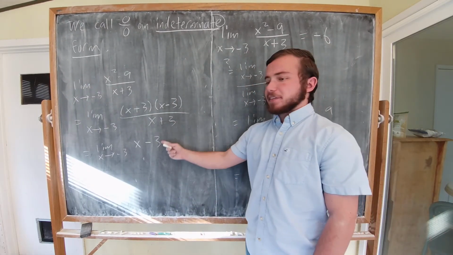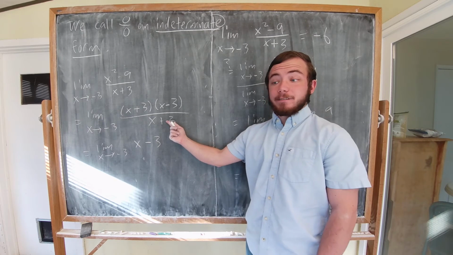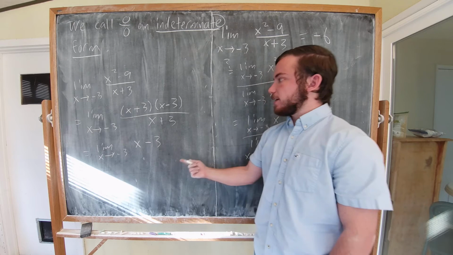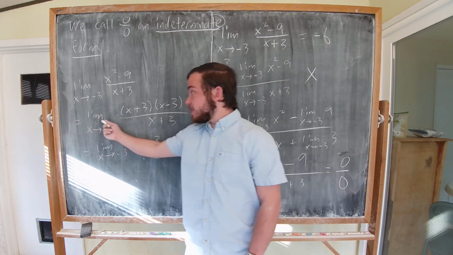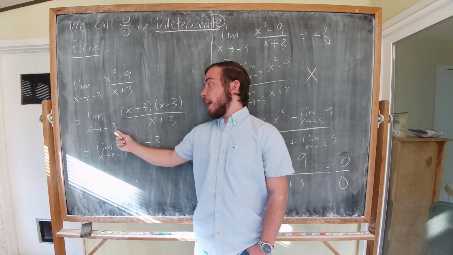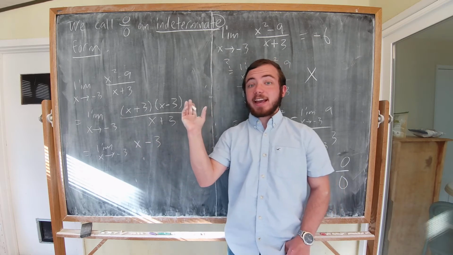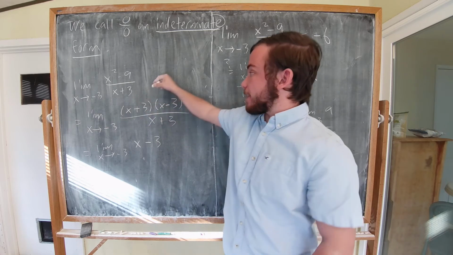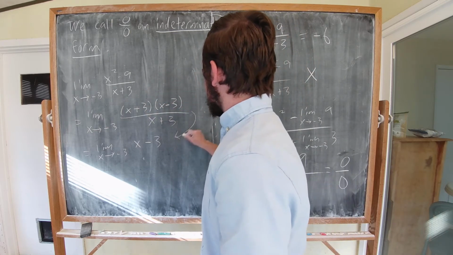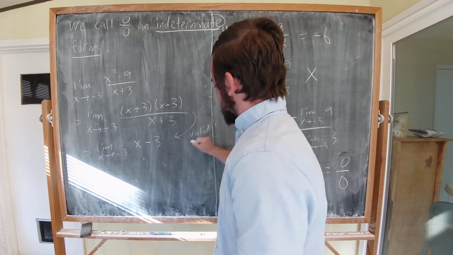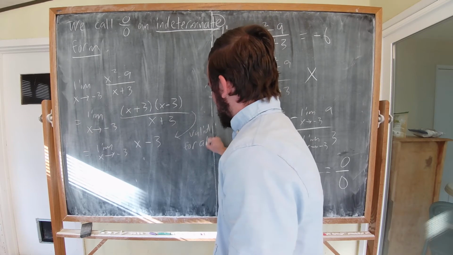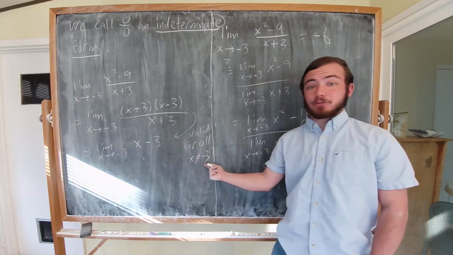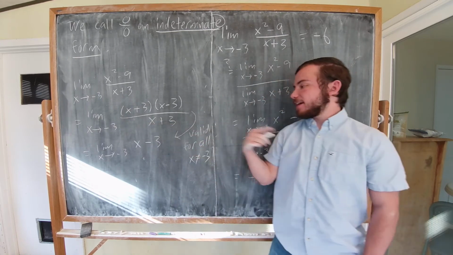So, even though these are not the same function, right? This one is undefined at -3. This one is defined at -3. They're the same in the limit, because the limit doesn't care about what happens at -3. It only cares about what happens close to -3. And this is a valid cancellation for all x not equal to -3. But we don't care about x equals -3 when we're working in the limit, as I said before.